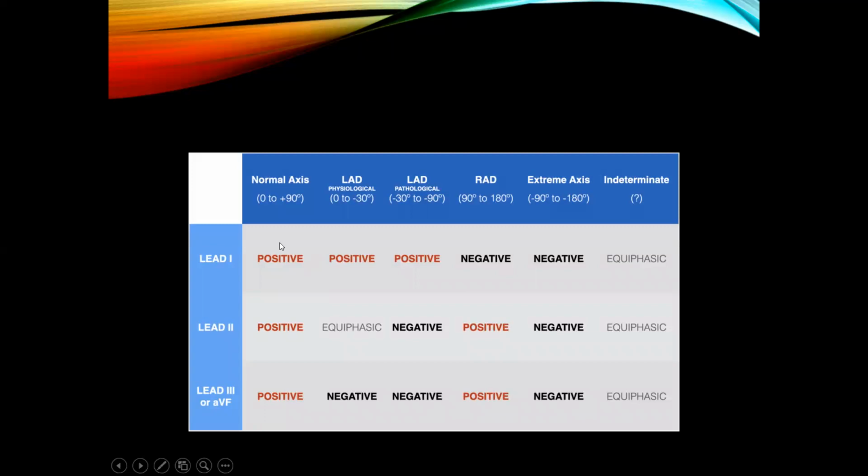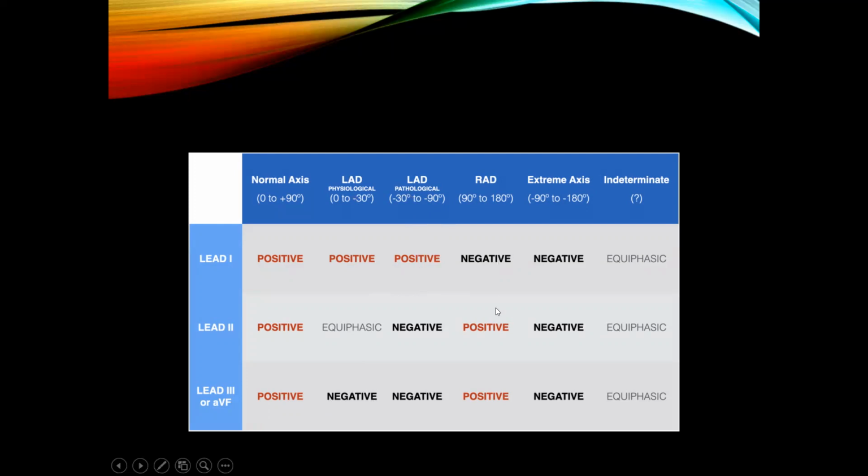So let's look at this. Lead 1 positive, lead 2 positive, and lead AVF positive, that's normal axis. If lead 1 is positive, lead 2 is equiphasic, and lead 3 is negative, or lead AVF is negative, that is physiologic left axis deviation, okay? Then if lead 1 is positive, lead 2 is negative, and AVF is negative, that is left axis deviation.